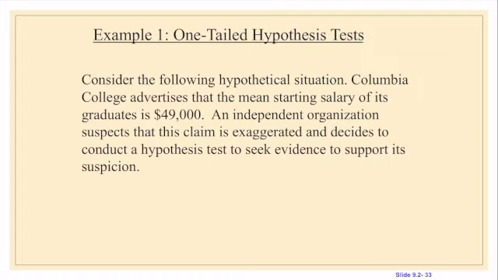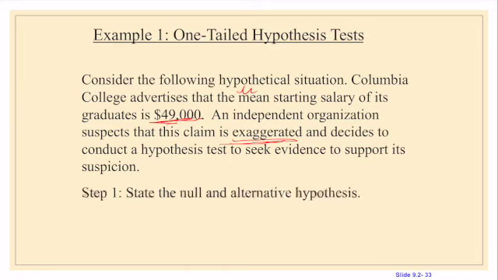So, consider the following hypothetical situation. Columbia College has advertised that the mean of their starting salary of graduates is $49,000, okay? An independent organization thinks this is exaggerated, right? That this number is bigger than it's supposed to be, so they think that the true population mean is less. So we need to conduct a hypothesis test to seek evidence to support our suspicion.